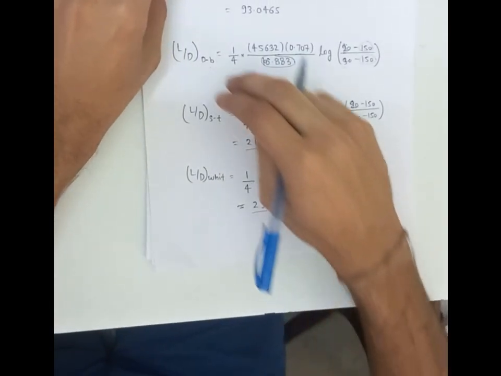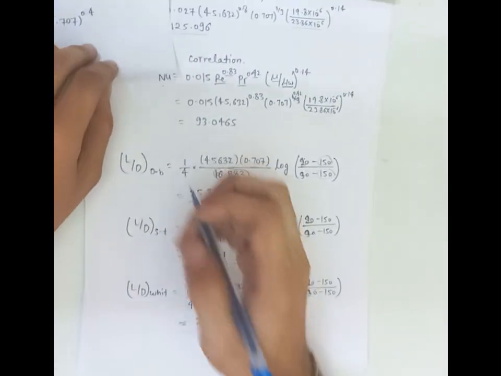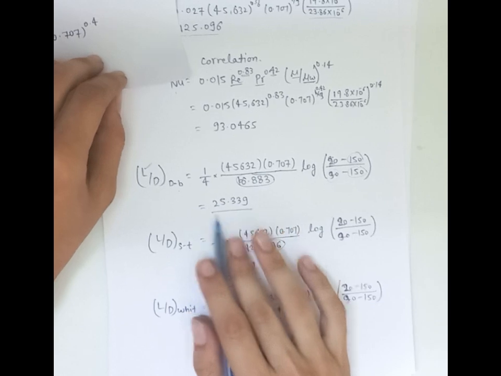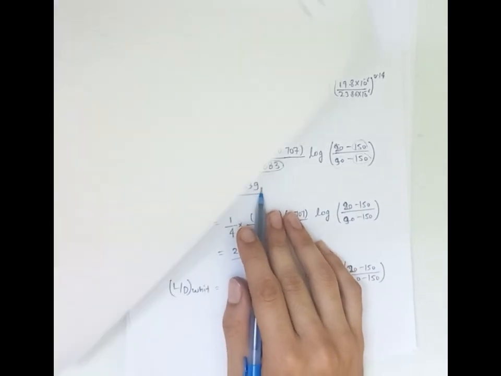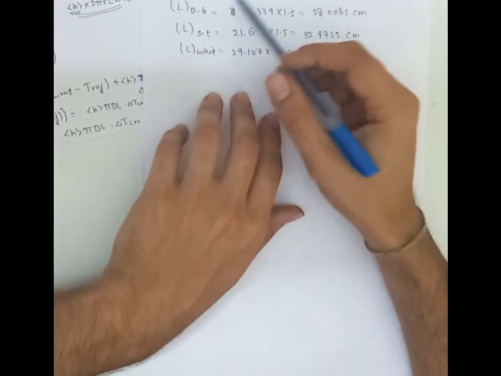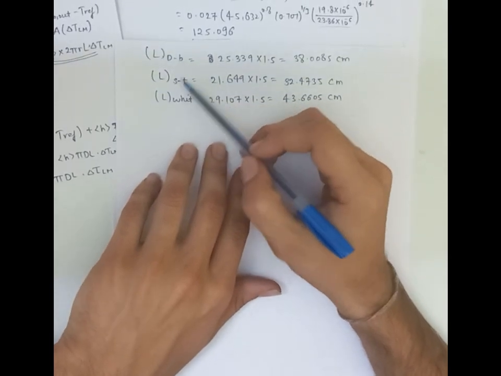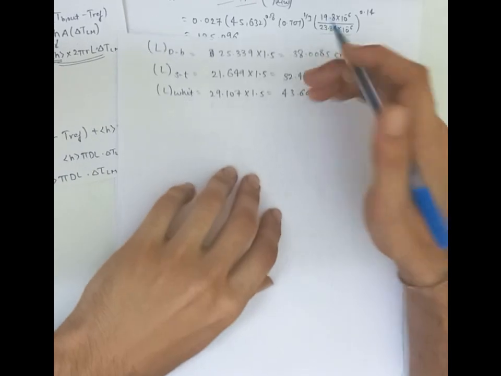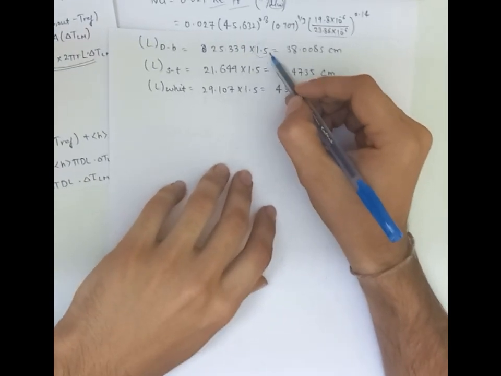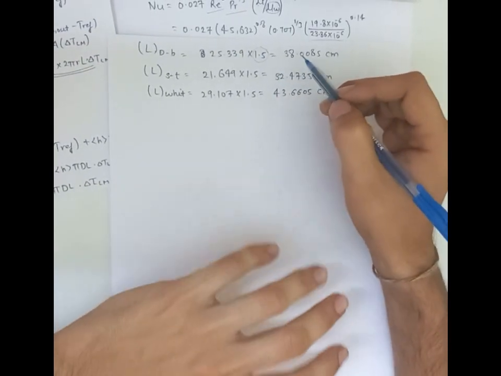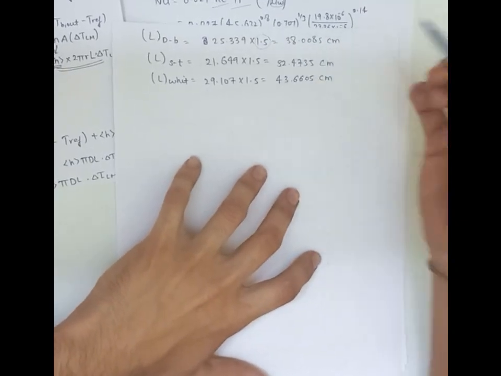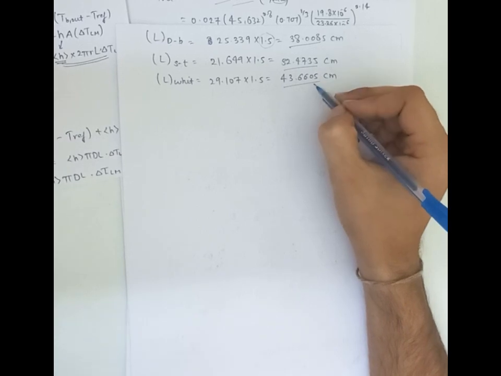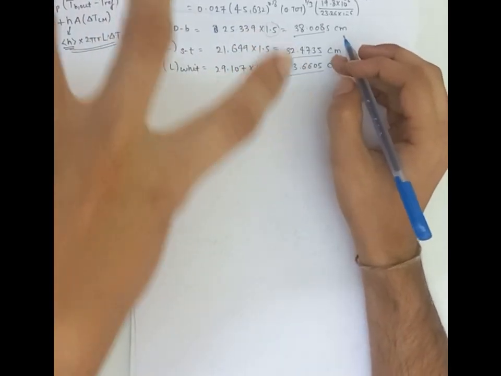So now we know L by D, so we can find out the length by just multiplying the D into that number. So now the L by D, so the L for the Dittus-Boelter, Seider-Tate and Whitaker, all the three relations we are having here, multiplying by the diameter, that is 1.5 centimeter for this case. So finally we got the length of all the three heat exchangers for the three correlations.